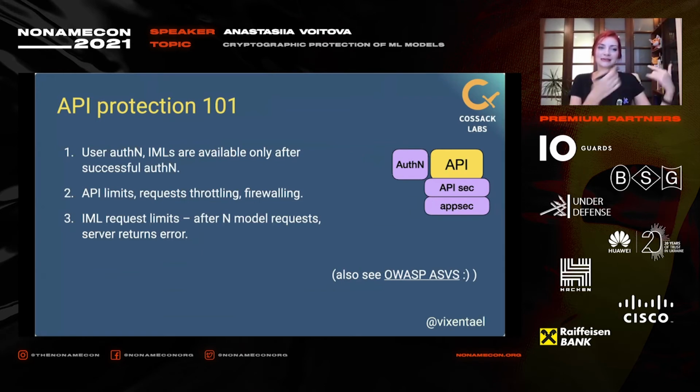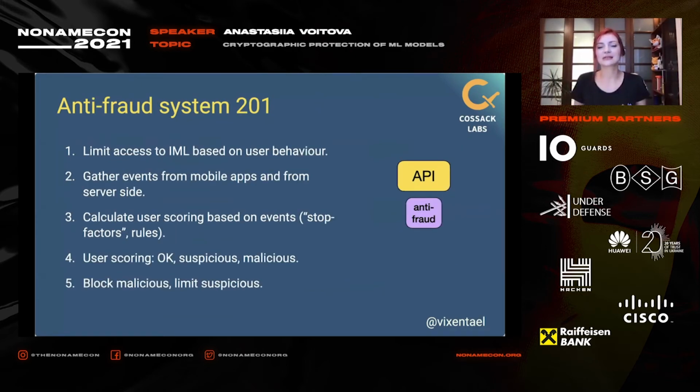Why is this important in this case? Because the API was the gateway through which the mobile application gets its machine learning models. So yes, the cryptography of machine learning models might be nice, but if you have an API without any protections, anyone can generate hundreds and thousands of machine learning models for themselves, which defeats the purpose of this exercise.